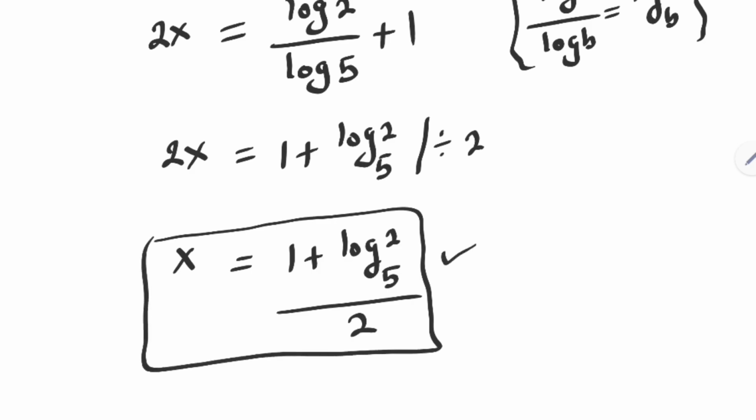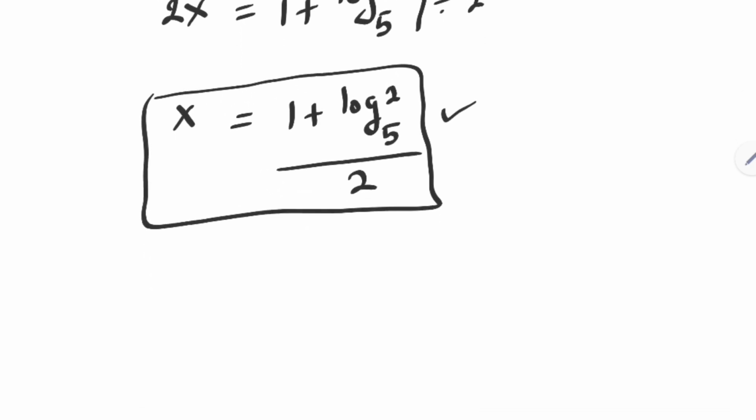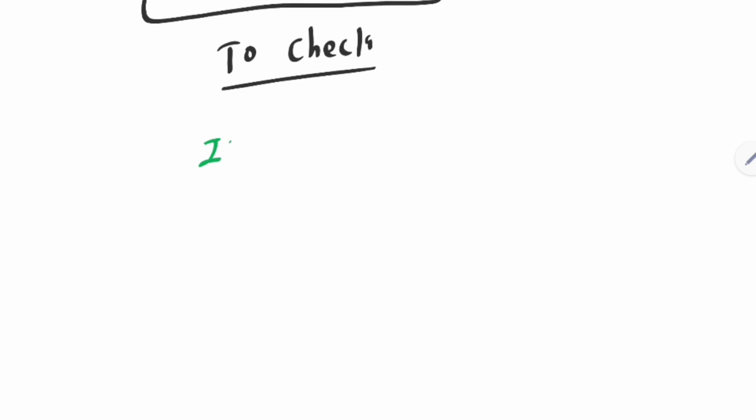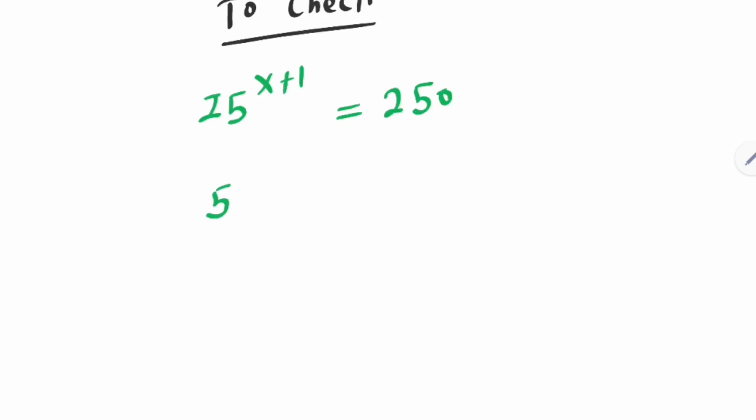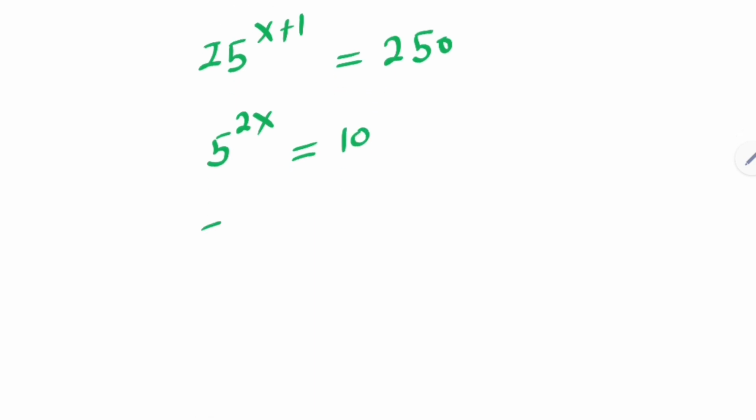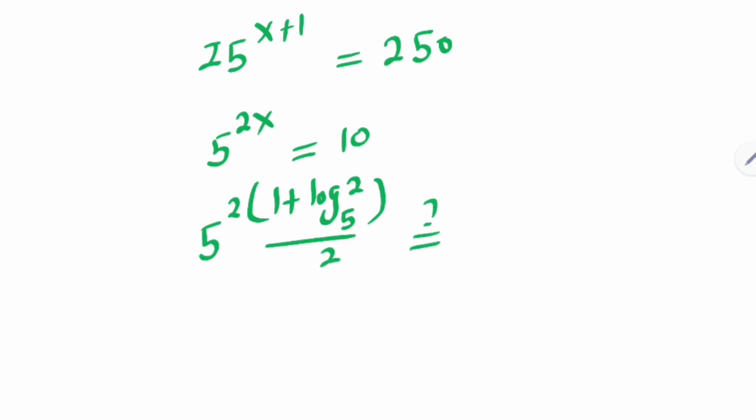We may check to confirm if this answer is right or wrong. Let's quickly check. To check, we have the given equation 25 raised to power x plus 1 is equal to 250. 5 raised to power 2x is equal to 10. Then we have 5 raised to power 2 bracket x is 1 plus log 2 base 5 all over 2 must be equal to 10.